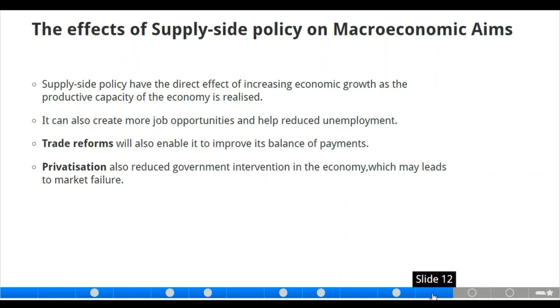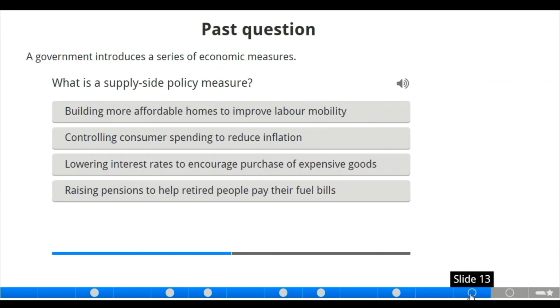Trade reform will also enable it to improve its balance of payments, that is our import and export. And we also have privatization, which also reduces government intervention in the economy, but it will lead to what? Market failure, in which government intervention will be what? Minimal. Now we move to the next slide.